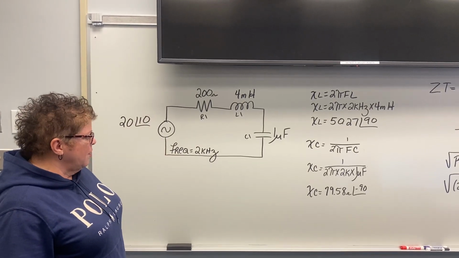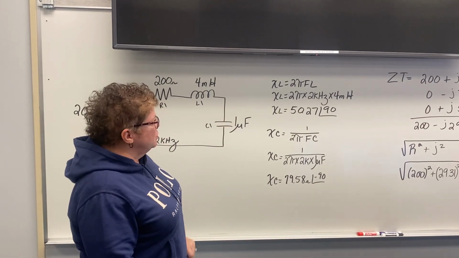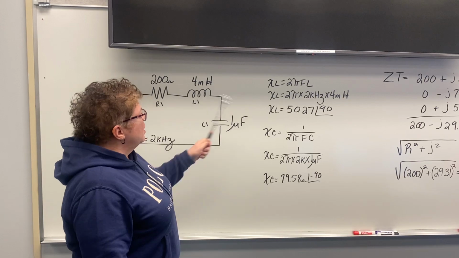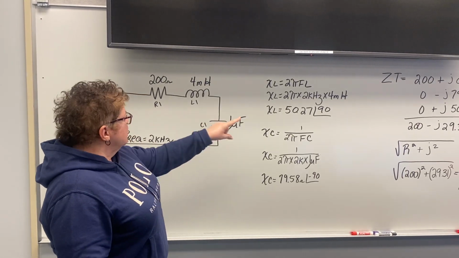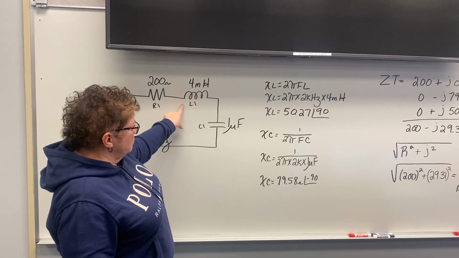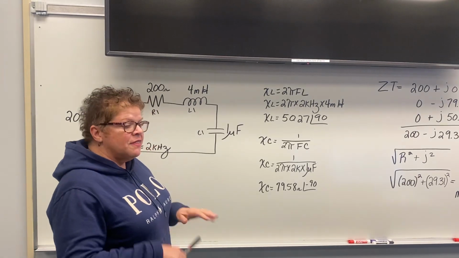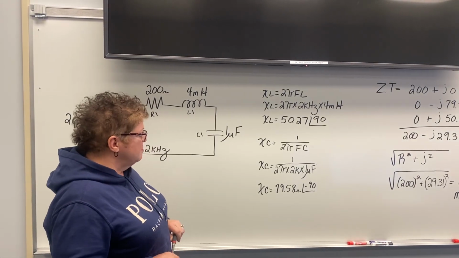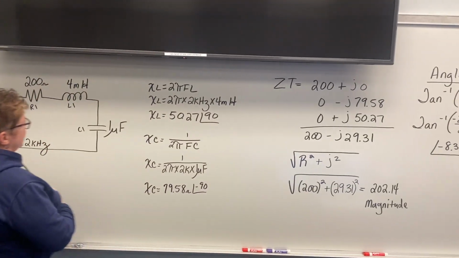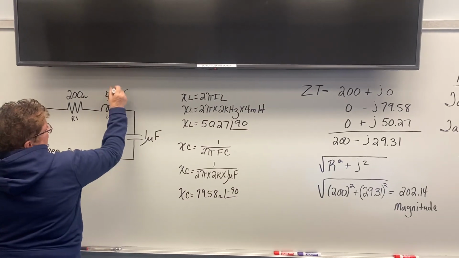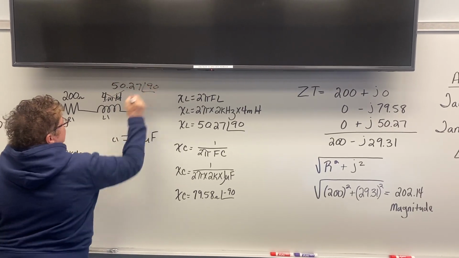Frequency is 2K hertz. So to get X of L, it's always that same equation, 2 pi FL. We plug it in, 2 times pi times F, which is the frequency, times L, so this is 4 millihenries. And X of L would be 50.27 ohms, and then we add the angle of 90. So we can cross this off and put 50.27 at an angle of 90.